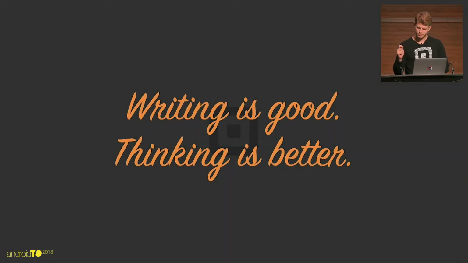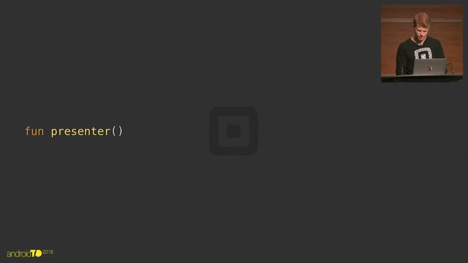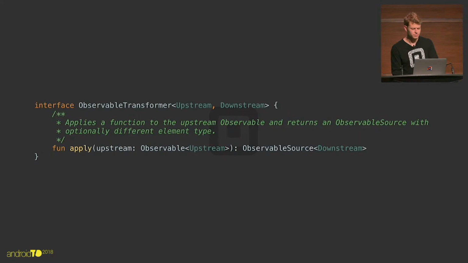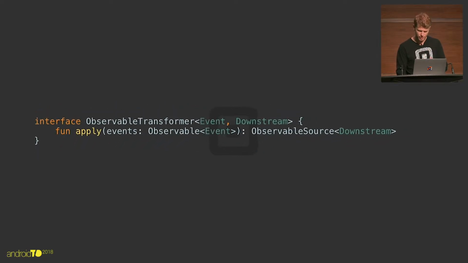But I think there is one more way to do this, which is mixing everything we saw. If we didn't think of the presenter as a class, it will be just a method to which we want to pass events and get view models from. And this method signature is actually, there is an object inside the library that does this, which is ObservableTransformer with the apply method. You give an upstream, you get the observable source for the downstream. And if we rename everything, this is exactly what we want.